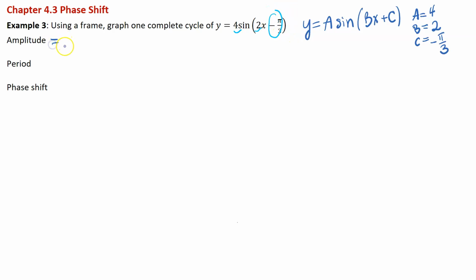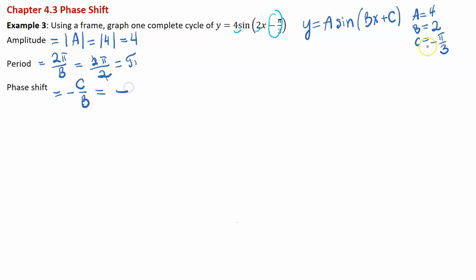The amplitude of the sine graph is equal to the absolute value of coefficient A. Absolute value of 4 equals 4. The period of the sine graph is equal to 2 pi over B. 2 pi over coefficient B is equal to pi. The phase shift of the sine graph is equal to negative c over b. Negative coefficient c is negative of negative pi over 3, divided by 2, which is equal to pi over 6.